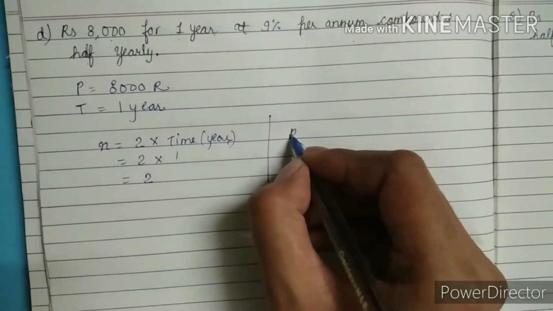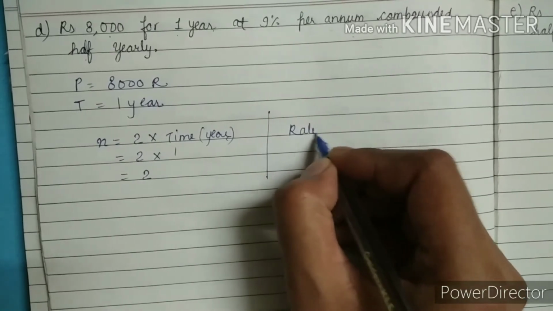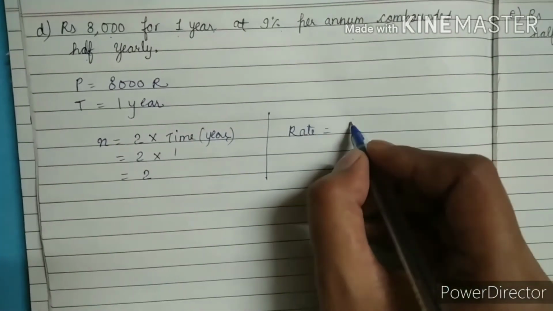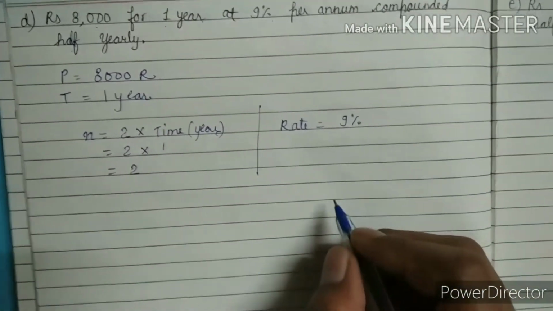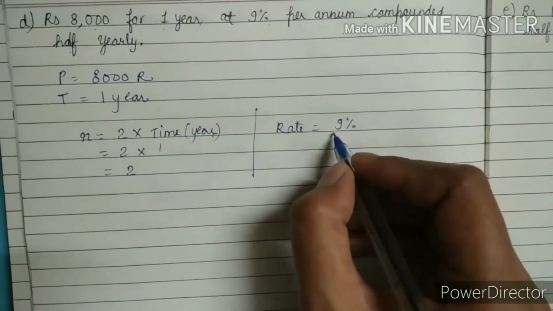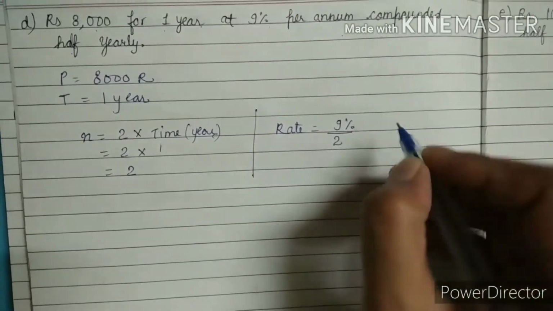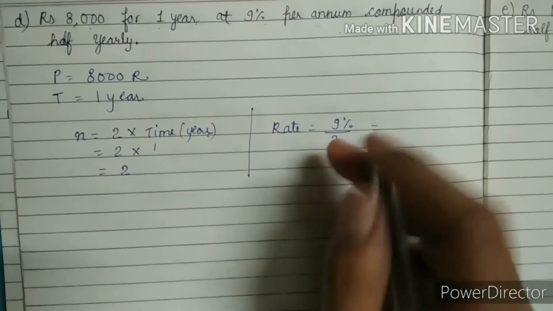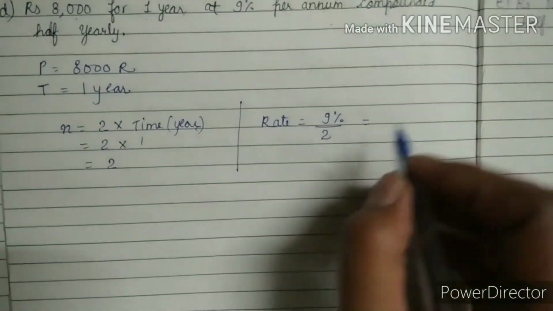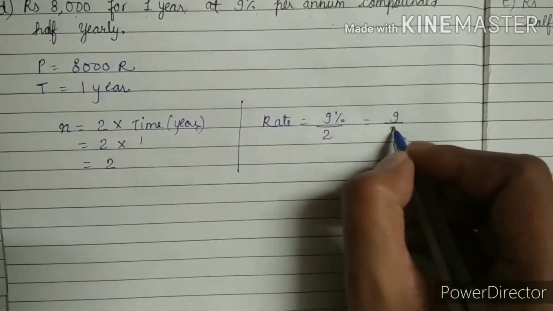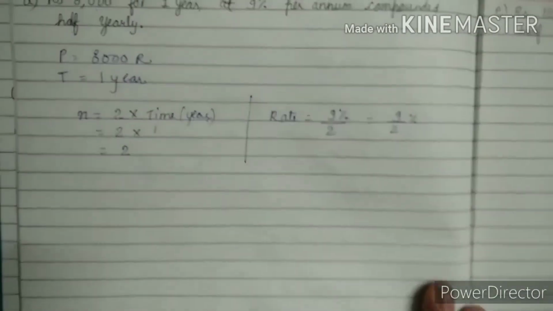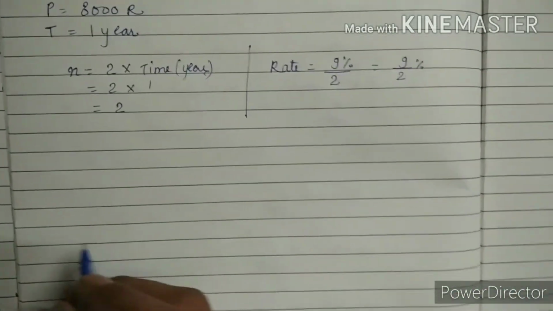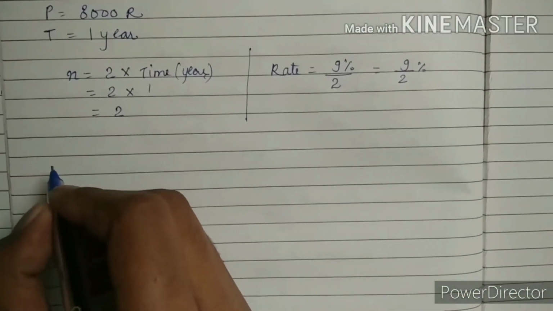Rate will also change. Rate is given here as 9%, but when we divide 9 by 2, it does not reduce to a proper fraction, so it will remain the same. So 9 by 2 we will put the same. Now we will calculate the amount.